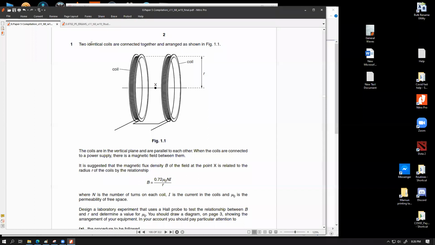That's the first one. Then it says that the coils are in a vertical plane and are parallel to each other. So you have to make sure that these two coils are in the same circular arrangement, which means that they are both vertical with the ground and they're both parallel to each other. To make sure that they are parallel is pretty simple: you can simply measure their distance in between at different places. If those distances are perfectly equal to each other, then you have that thing working for you.